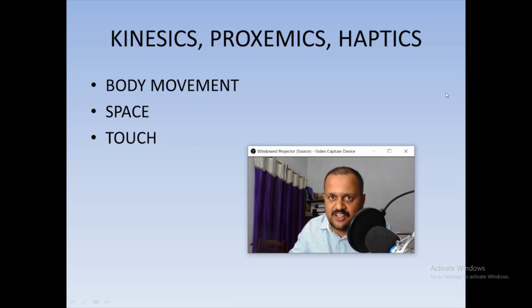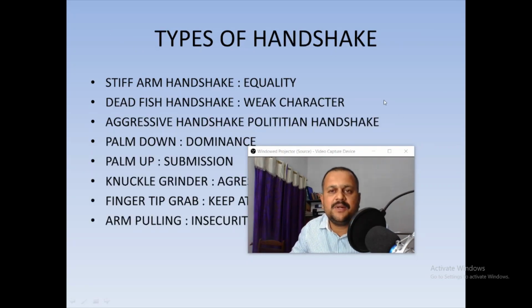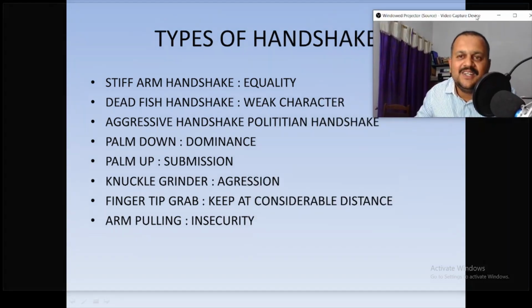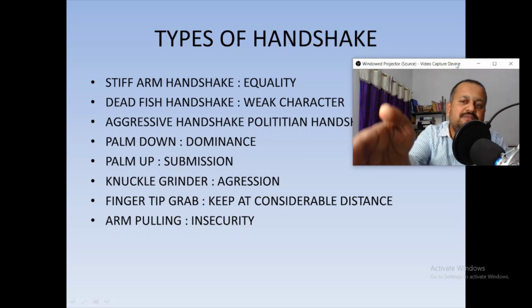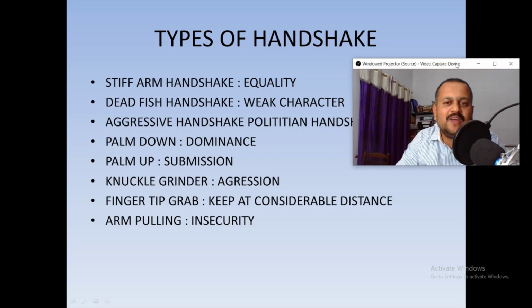Unnecessary touch is not at all advisable. You need to touch others only when it's required. For example, when you are handshaking, when you are shaking somebody else's hand, you need to understand what it means. For example, a stiff handshake may mean equality.